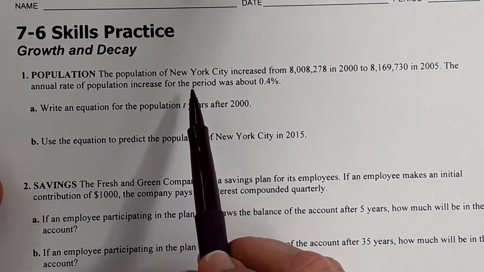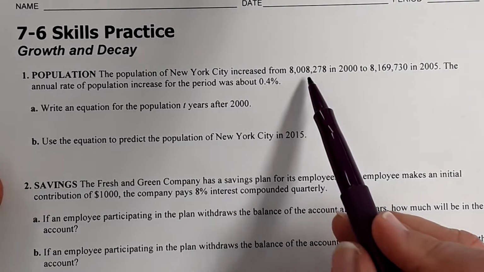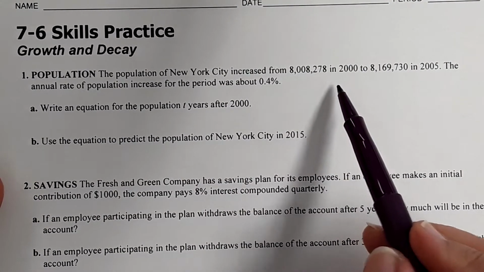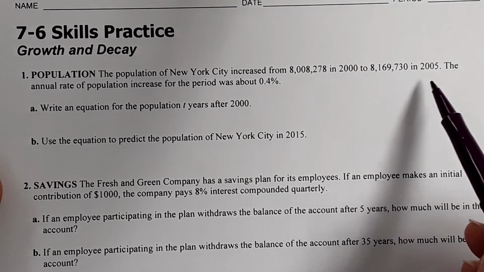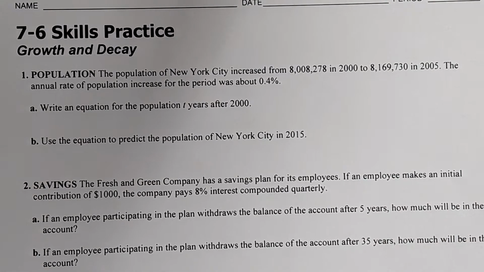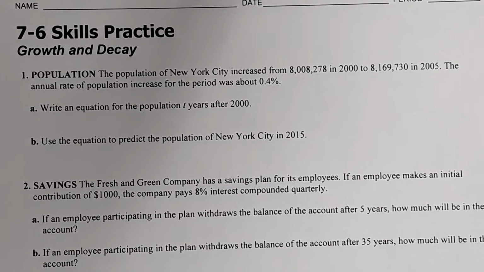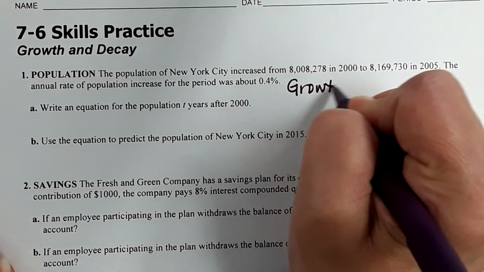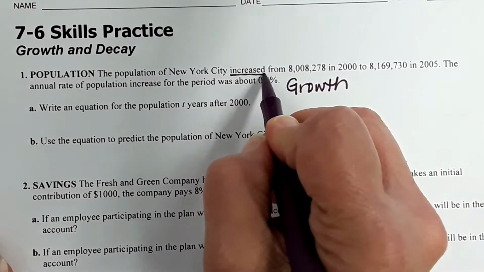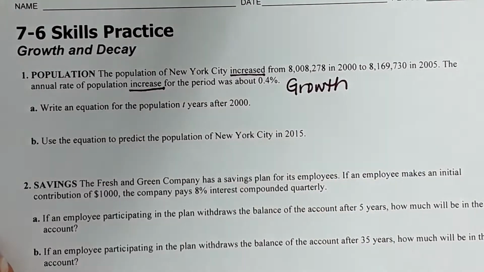The population of New York City increased from 8,008,278 in 2000 to 8,169,730 in 2005. The annual rate of population increase for the period was about 0.4%. We're going to write an equation. So, first of all, I need to ask you, is this a growth, a decay, or a compound interest? It is a growth one. So how do we know it's a growth? It increased. So that right there helps us know it's growth.